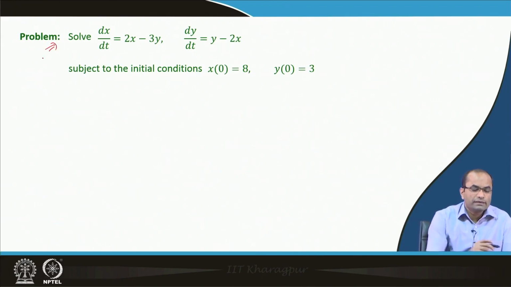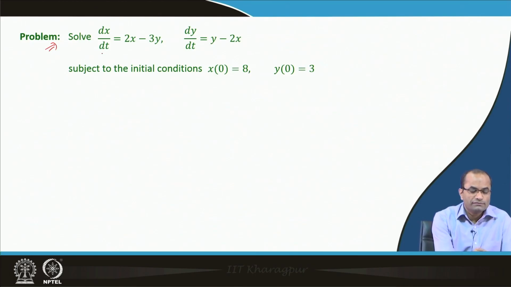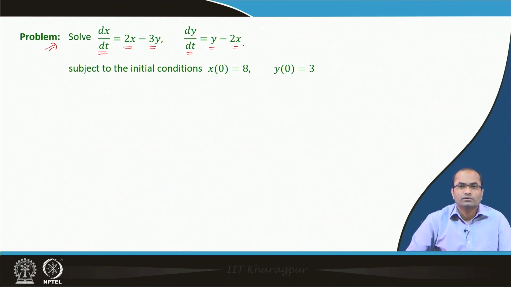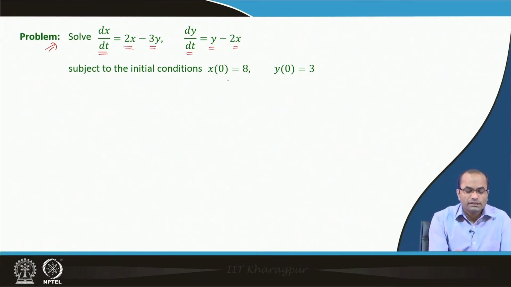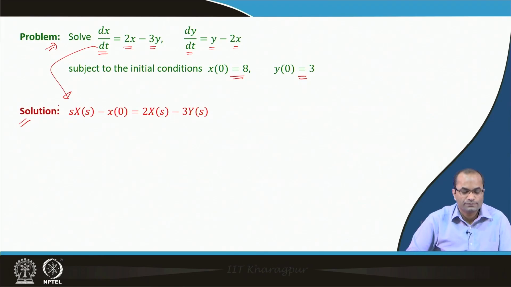Here we will just take one example of a system of differential equations. So, in this case we have two equations here: dx/dt equals 2x minus 3y, and dy/dt equals y minus 2x. So, we will demonstrate the idea by this simple example, but one can go through many more. Subject to the initial conditions, we have x(0) equal to 8 and y(0) given as 3. So, for the solution, we have to again use similar steps.